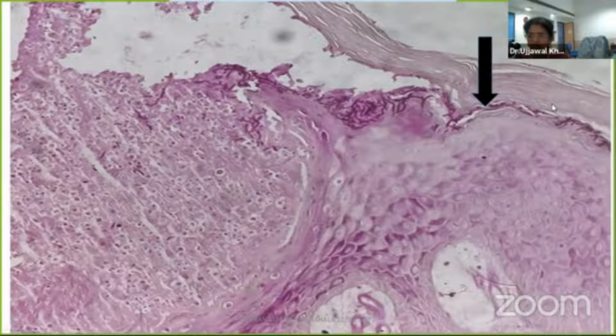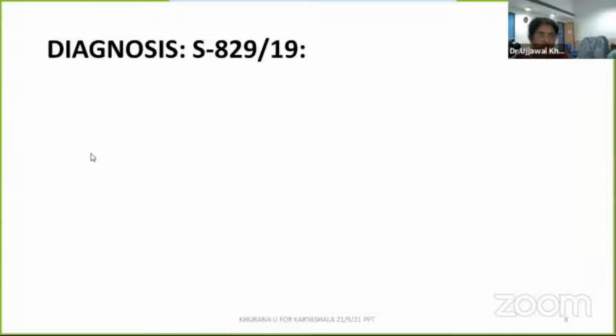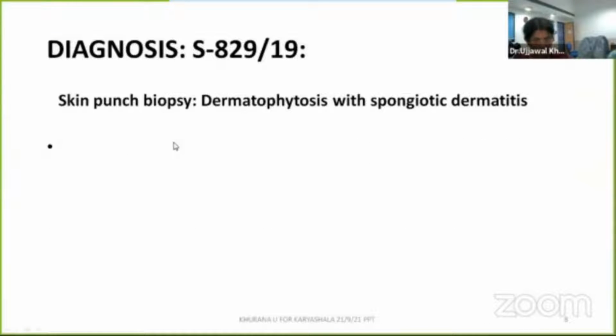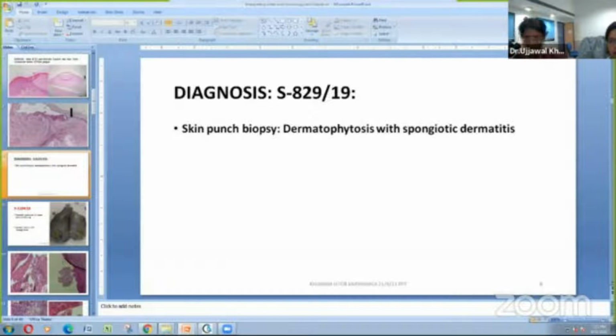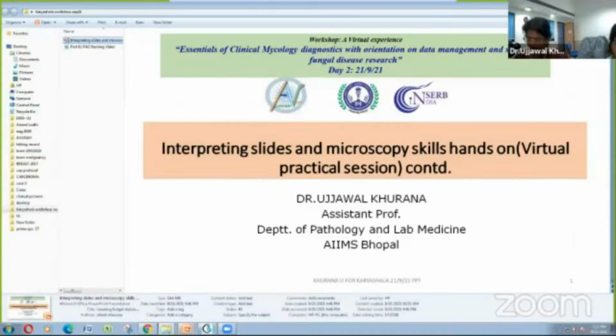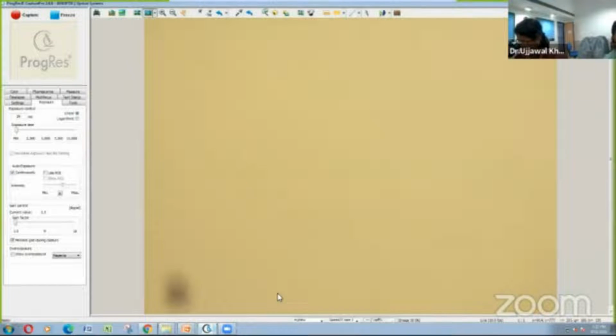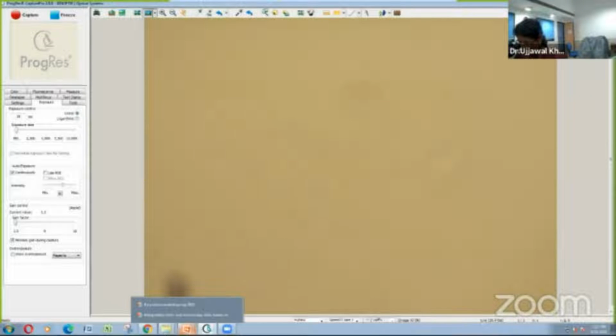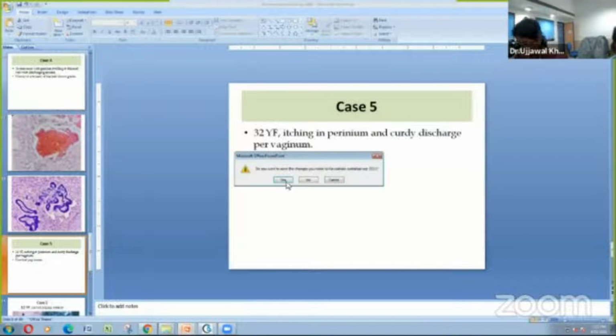What I had shown you in the photograph, corneum and not much to be seen, but yes, inflammation is in the dermis also, inside the vesicle also. So this is a case of dermatophytosis with spongiotic dermatitis. So I will show you the slide now. There is some busyness out here, but not much we can make out on HNE stain.